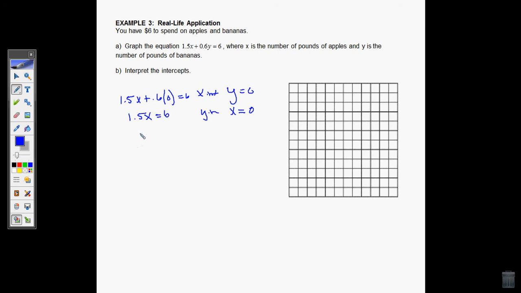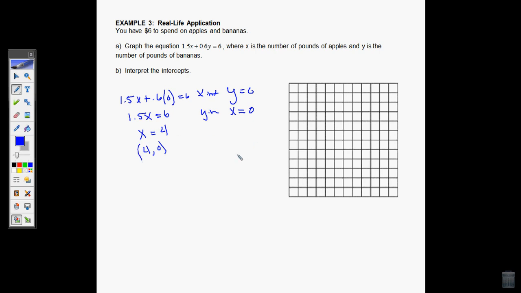Alrighty. How many times does 1.5 go into 6? I bet you all can figure that out now. It is a 4. Congratulations. We now have the coordinate point 4, 0.